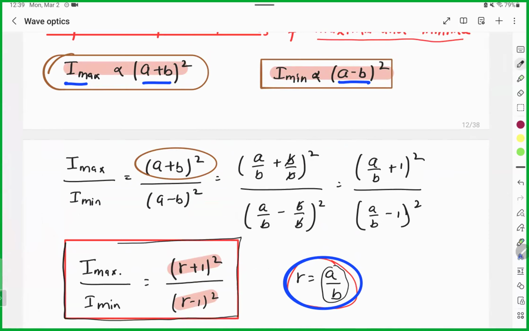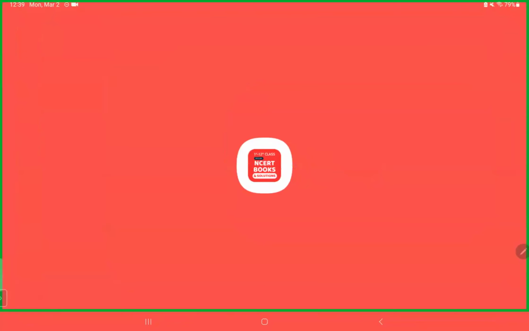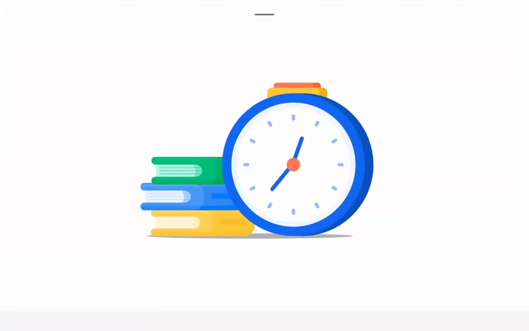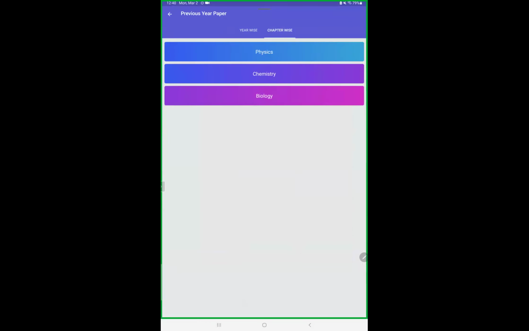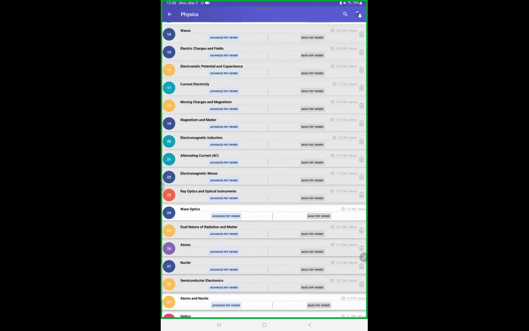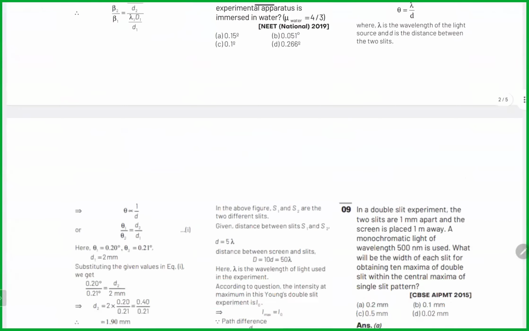Now you'll feel, sir, we are doing a lot of theory. In your exam, you get this type of question only. Let me show you exactly the same question from a very recent wave optics paper. Hopefully we'll get the proper PDF. Physics, wave optics, atom nuclei. No, we didn't get it.